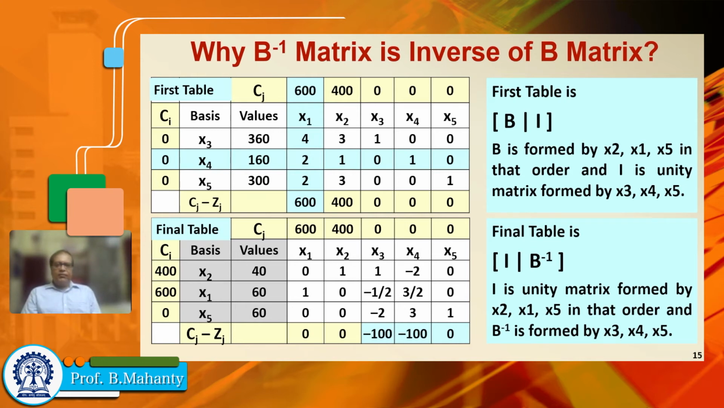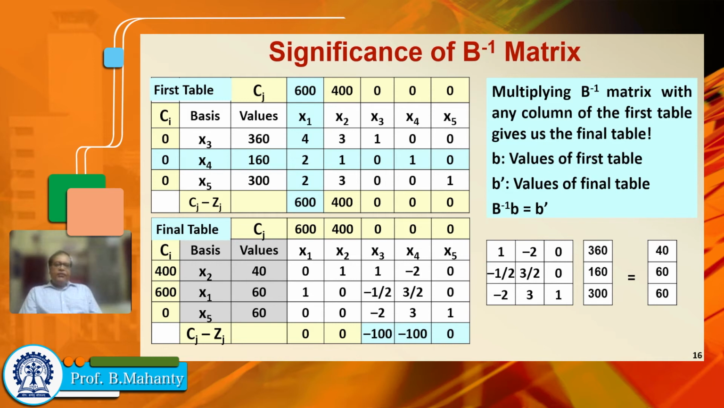You have also understood how the simplex procedure from the first table to the final table is a process of matrix inversion. And in this matrix inversion, because B has become I, therefore I will become B inverse. All right. So what is the significance of this B inverse? You see, it has a very interesting and important significance. What is that particular significance?